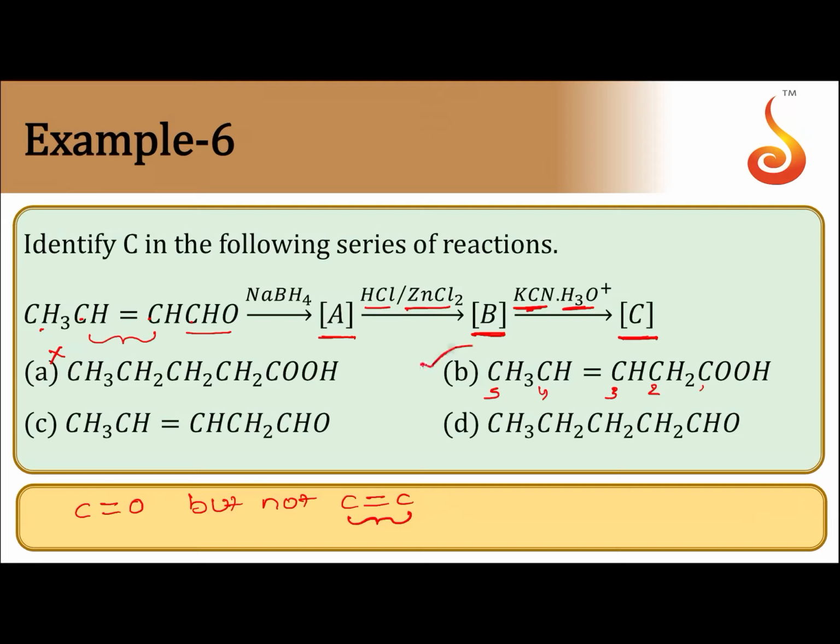Coming to option C, it is an unsaturated aldehyde. You will not get an unsaturated aldehyde because the aldehyde will get reduced to alcohol, alcohol will be converted to cyanide, and cyanide will be hydrolyzed to carboxylic acid. So this option is also ruled out. Again, this option is also ruled out because this is not unsaturated and this is not a carboxylic acid. So option B should be your answer.